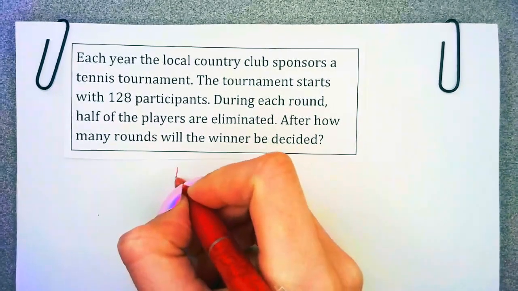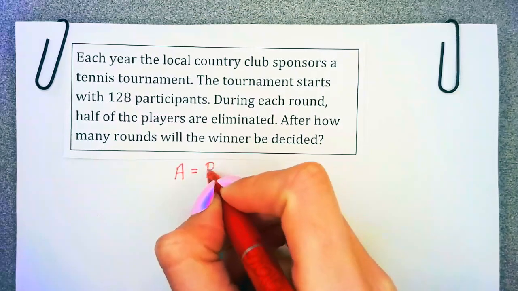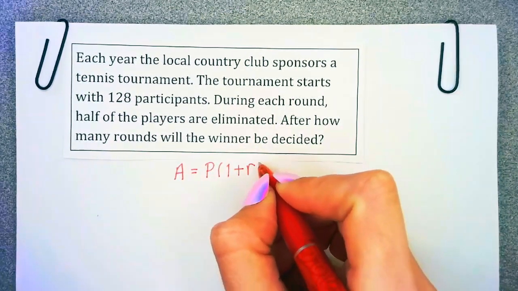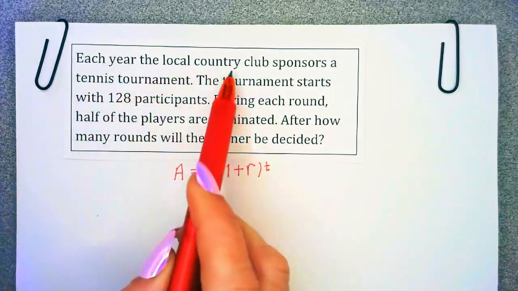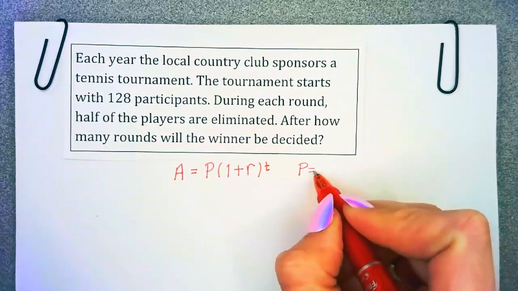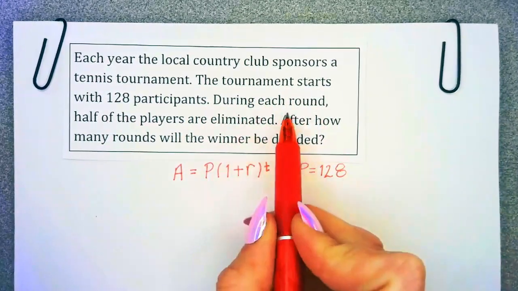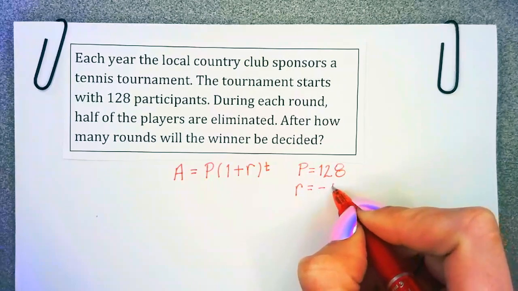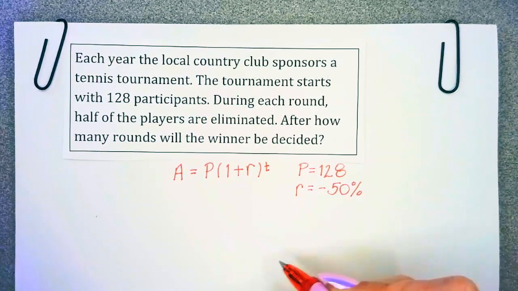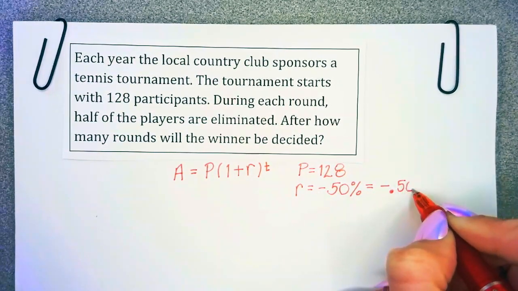Each year, the local country club sponsors a tennis tournament. The tournament starts with 128 participants. 128 participants represents my p-value. During each round, half of the players are eliminated. Rate will be negative 50% or negative 0.5.